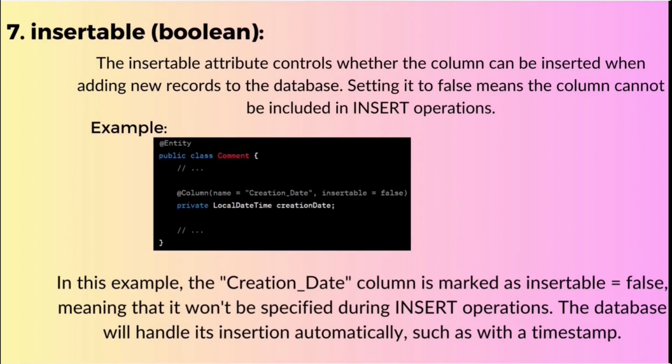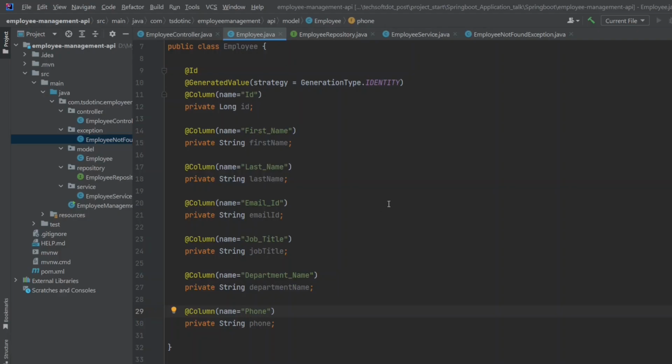The @Column annotation is a powerful tool for customizing how your entity attributes are mapped to database columns. It allows you to define column-specific properties, constraints, and behaviors to suit the needs of your application and database schema.